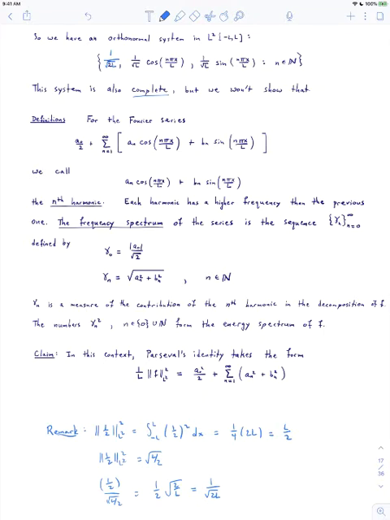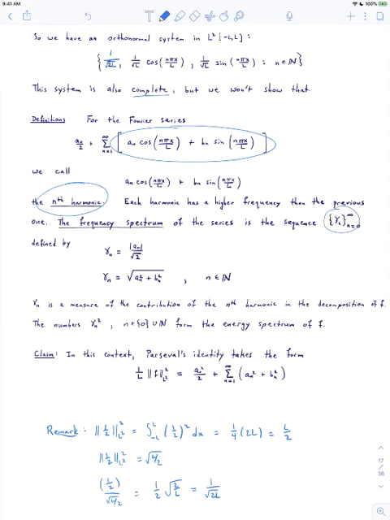So suppose we have this Fourier series. The term that we're summing here, the summand, a_n times cosine of n pi x over L plus b_n times sine of n pi x over L, we call that the nth harmonic. Each harmonic has a higher frequency than the previous one. The frequency spectrum of the series is the sequence gamma n, where gamma n is defined as follows.